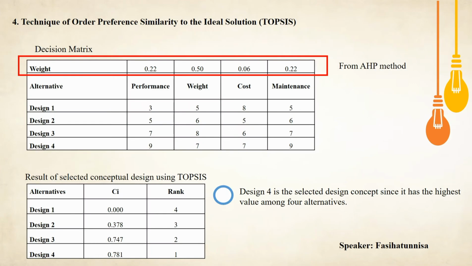Next is TOPSIS. TOPSIS is a method that observes the shortest distance from the ideal solution and the farthest distance from the negative solution. There are 6 steps to develop this TOPSIS method. As we can see, the ranking of alternative designs is calculated. Therefore, the proposed model result shows design 4 is the best alternative with a CI value of 0.781.